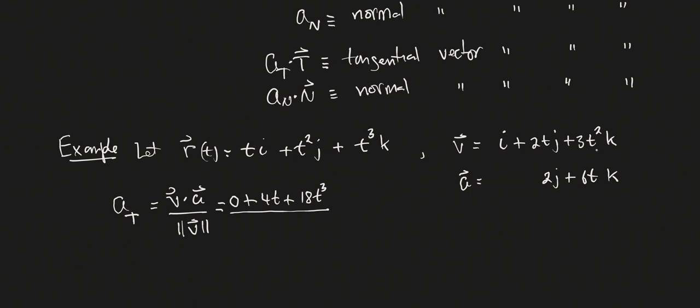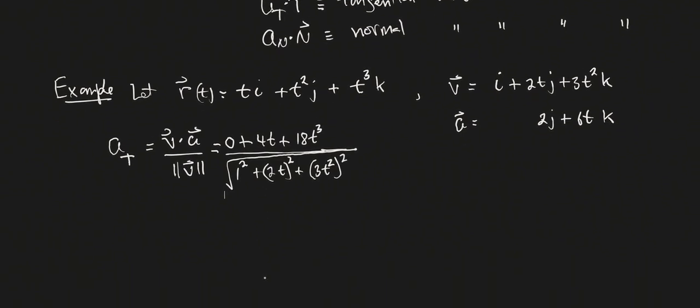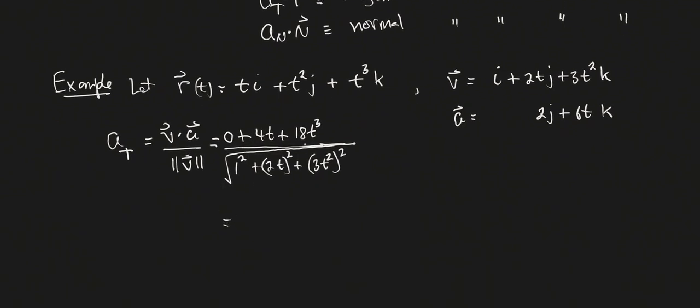So I have to take the magnitude of this vector, or essentially my speed vector, right? So in this case, it's going to be the square root of 1 squared plus (2t) squared plus (3t squared) squared, and then I take the square root of all of that, right? So where do we go? The numerator is 18t cubed plus 4t, and the denominator is what's under the square root, written in decreasing powers of t.